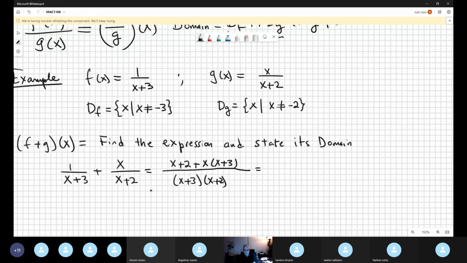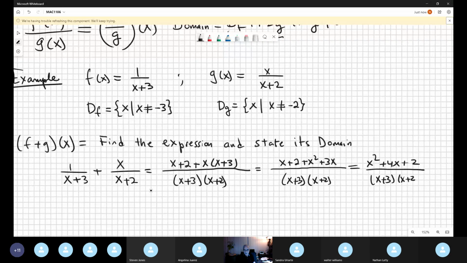Let's do the distributive property and combine like terms to write an elegant expression. So it is x plus 2 plus x squared plus 3x. Okay, almost I finish. You organize in descending order: x squared plus 4x, because 3 plus 1 is 4, plus 2, over x plus 3 and x plus 2. In the denominator, if you want, you can apply the distributive property, but no, so you leave it like that. In the factored form is nice.